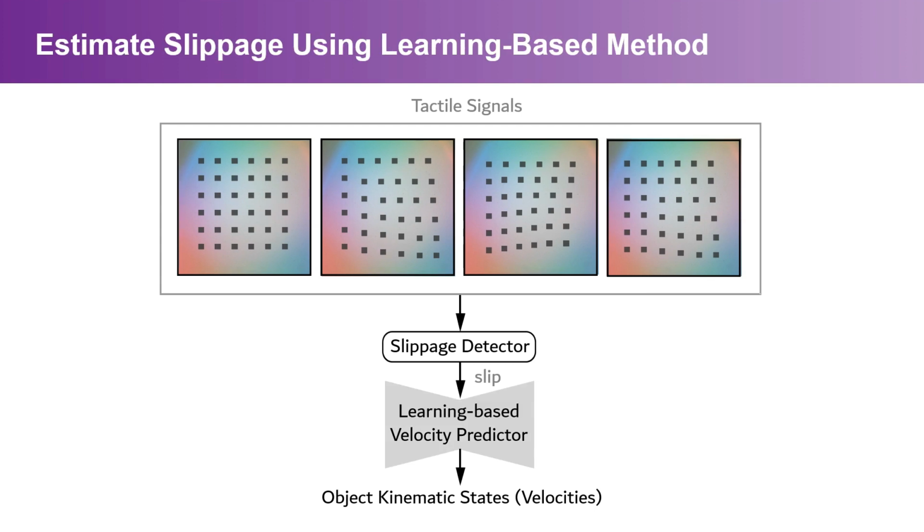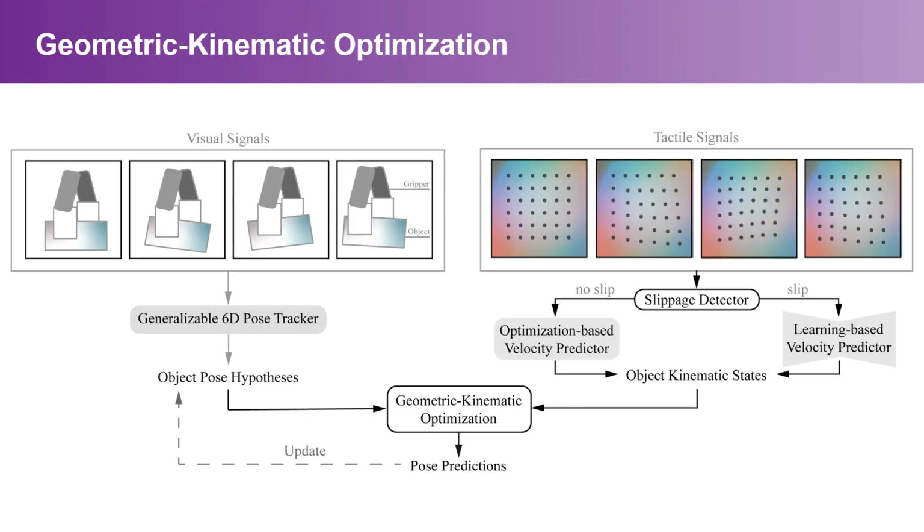When the in-hand object slips on the sensor surface, the contact regions on the object change rapidly. Thus, contact point information of tactile sensors could become unreliable. We thus train a ResNet as a slippage estimator to predict velocities. Then we integrate the object's hypothesized poses and kinematic states using a geometric kinematic optimization strategy to predict object poses, and utilize the result to help subsequent tracking.